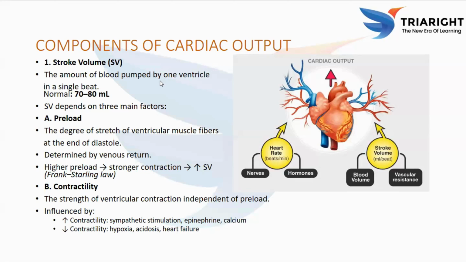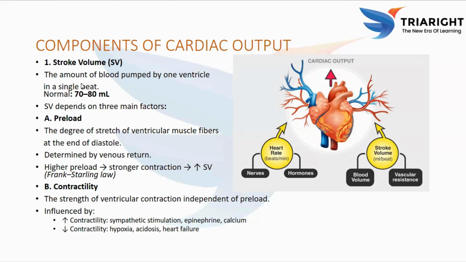So what is stroke volume? Stroke volume is the amount of blood pumped by one ventricle in one heartbeat. What is the normal value of the stroke volume? 70 to 80 milliliters per beat. It tells how strong and effective each heartbeat is. There are three factors which affect the stroke volume: preload, contractility, and afterload.